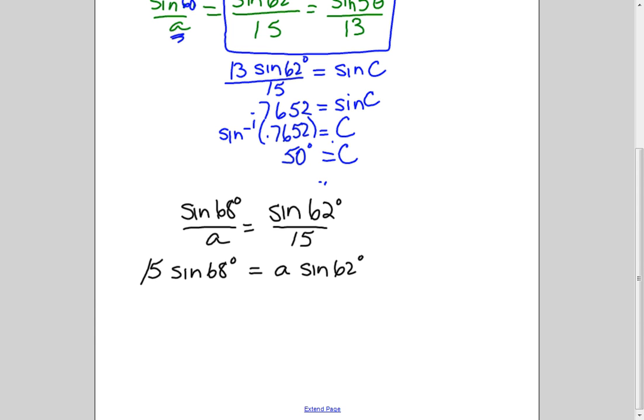I want to get A by itself. So on the right side, both sides, I'm going to divide by sine 62. So my new left side would become 15 times sine 68 divided by sine 62, and we will get an approximate value for A, about 15.8.